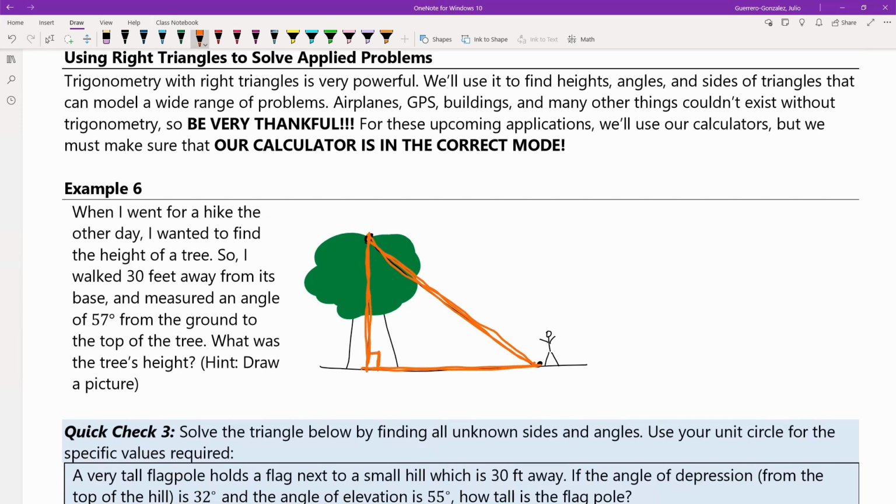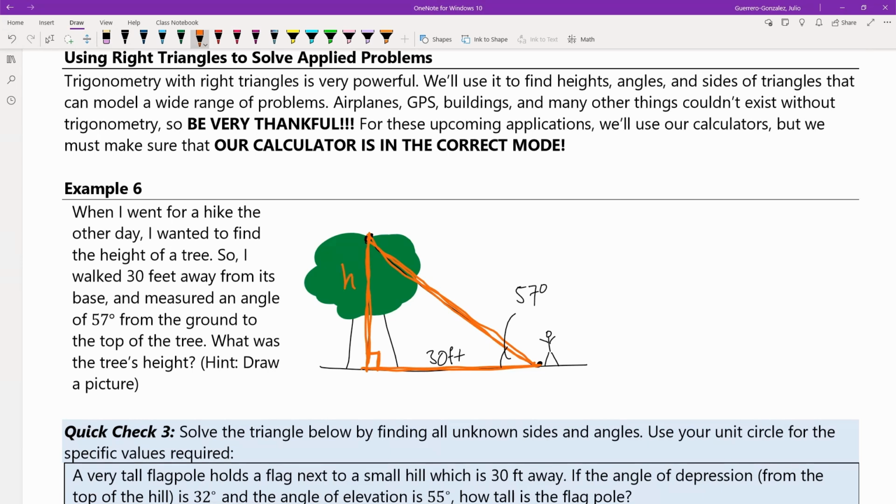This is a right angle, right? I measured my angle, this angle, to be 57 degrees. Okay. And I know that I walked 30 feet away. I need to know the height of the tree. I'm going to call this H. Okay. So hopefully you guys see what's going on here, right?